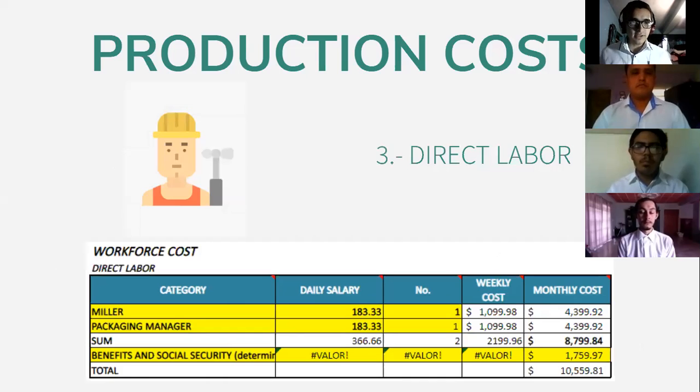The labor is very important because those are the people that are going to be related with the production. We have here the direct labor. We have the miller and the packaging manager. We have the salary, and as a social security, the company is using 20%, and we have the total, it is more than 10,000 Mexican pesos.